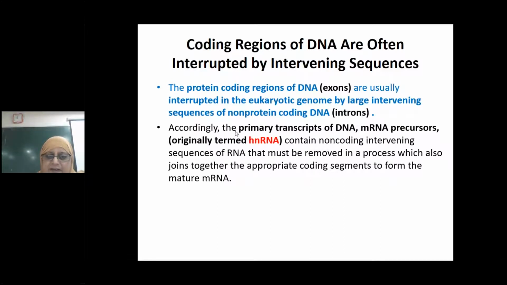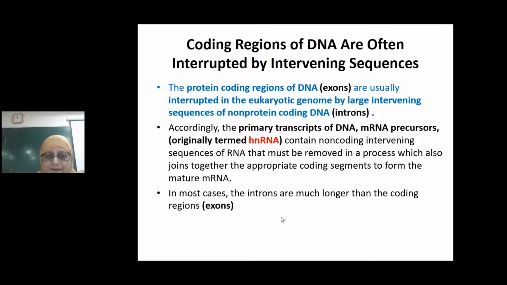Similarly, when the primary transcript of the DNA, that is the mRNA precursor, is formed, it is known as heteronuclear RNA. Heteronuclear RNA contains non-coding intervening sequences that must be removed. Only if the non-coding sequences of the hRNA are removed, and the appropriate coding segments are joined together, does it form the mature RNA. Mostly the introns will be much longer than the coding regions, the exons.